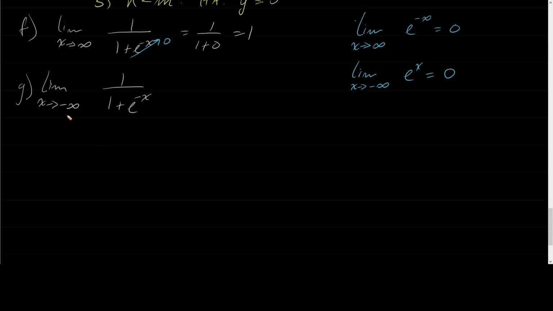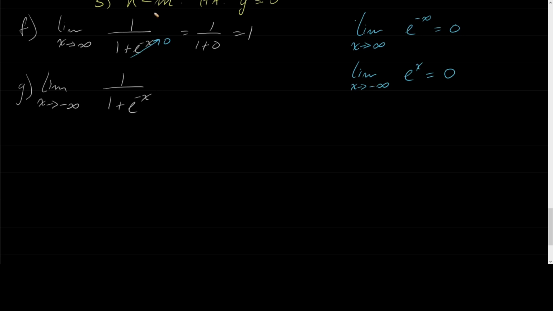Notice here that now we're going to negative infinity, and the rule that I had for powers of e was e to the positive x, not e to the negative x. Similarly, the one that I had for e to the negative x was going to positive infinity, but we're not going to positive infinity. So as written, we can't use either one of these. So we have to manipulate this. So how are we going to manipulate this?